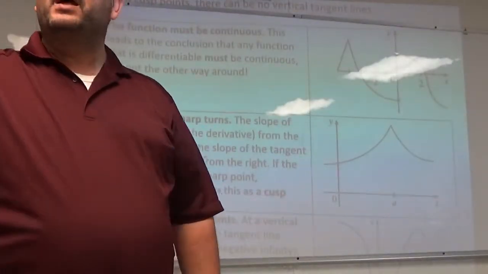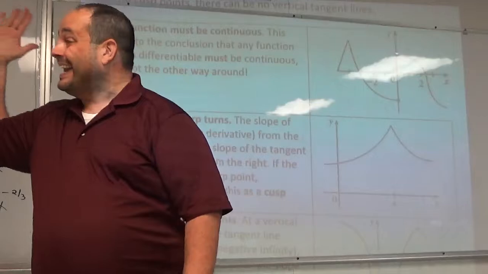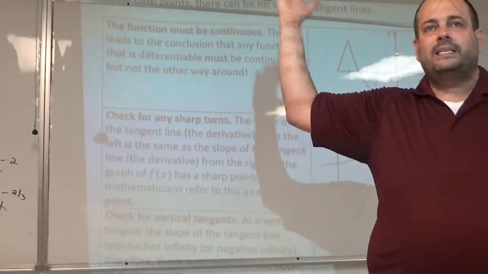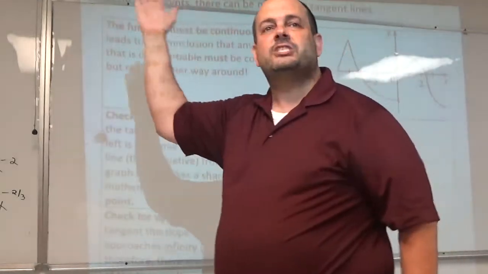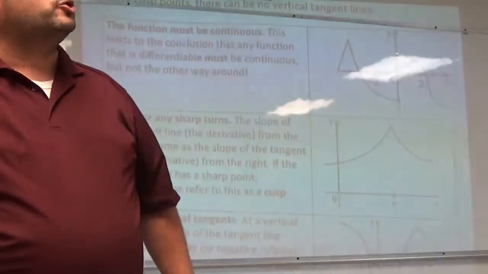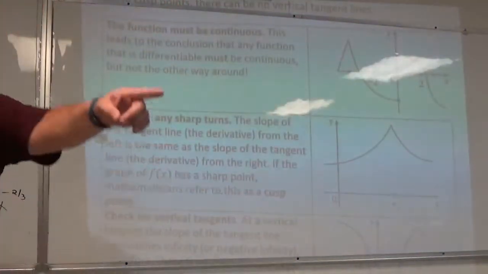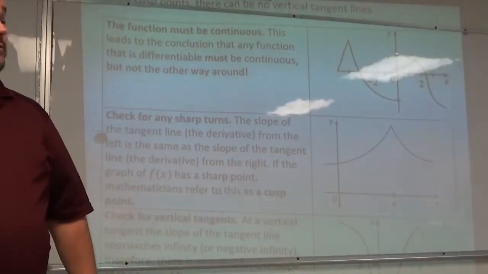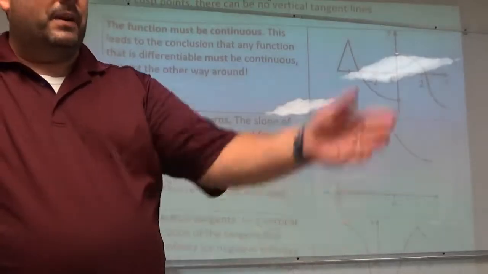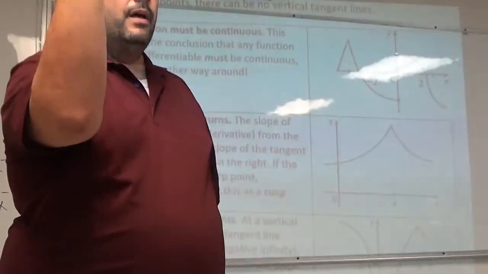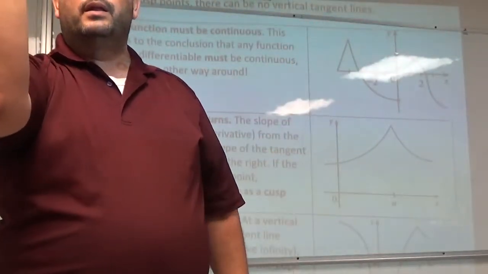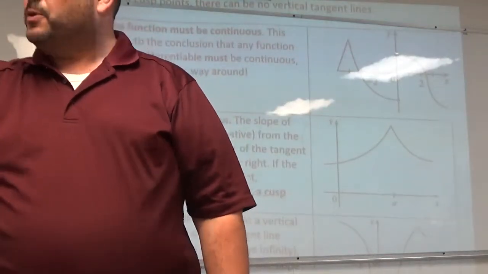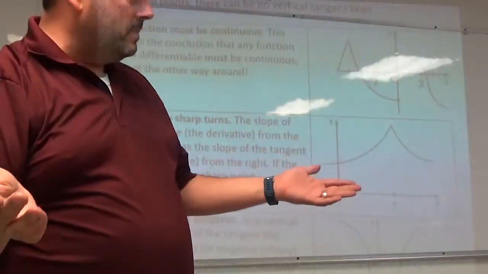What's the problem with vertical lines and slopes? Something you've known since Algebra 1. Andy, what do you know about the slope of a vertical line? Sylvia, help her out. The slope is undefined. So if you ever have a tangent line that is perfectly vertical, you're not going to be differentiable.